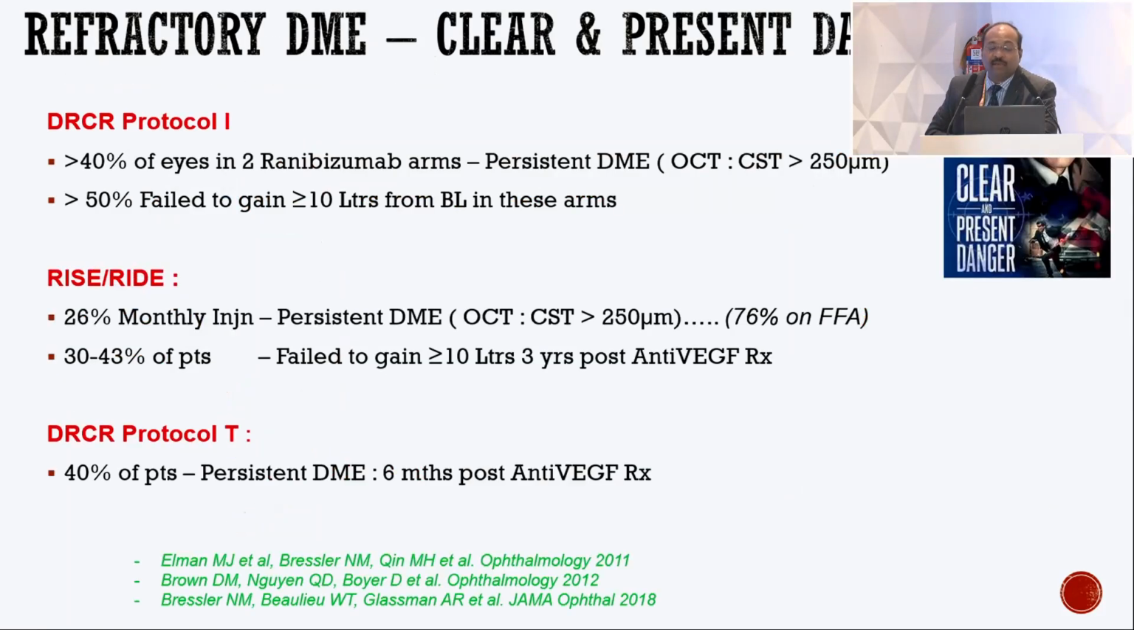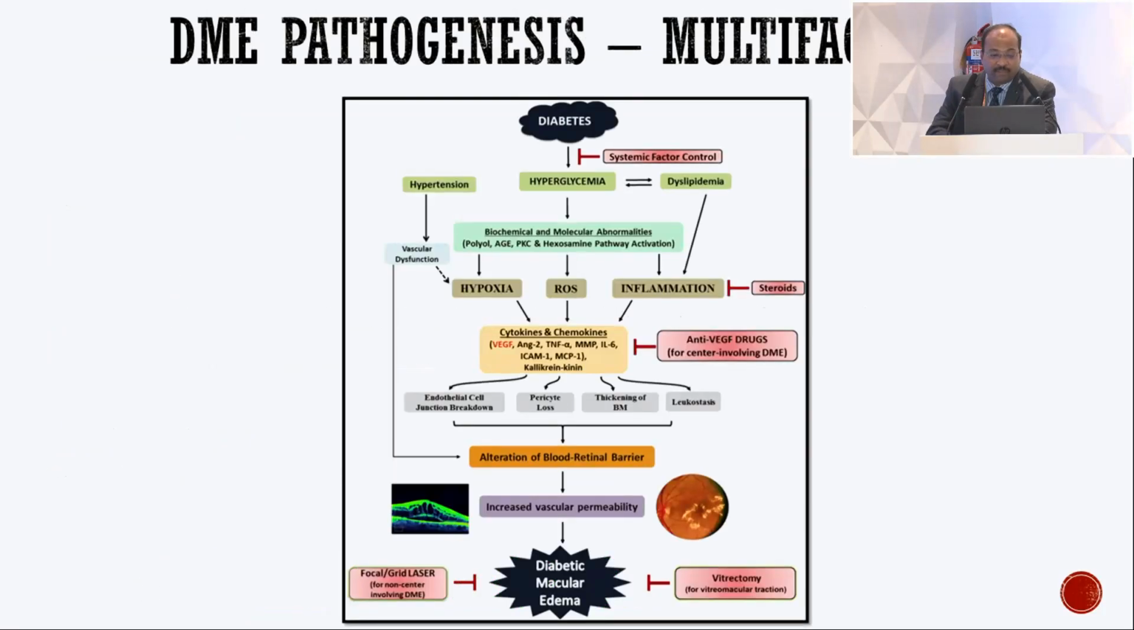Now, refractory DME, we begin to understand, presents a clear and present danger, where all the major trials showed that there was a significant quanta of patients with DME who were refractory to this anti-VEGF therapy. And why is this so? That's because simply the pathogenesis is multifactorial. Though the key driver of diabetes is hyperglycemia, and then by triggering a bunch of biochemical pathways released through different mechanisms, it triggers a number of cytokines and chemokines. Only one out of this, of course, the primary, is VEGF.